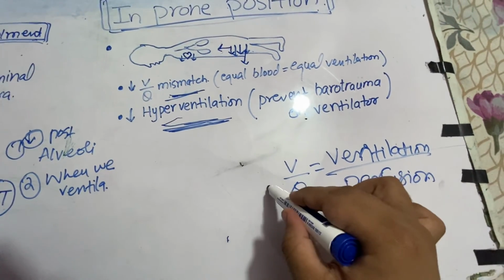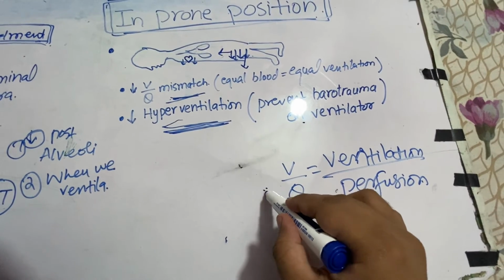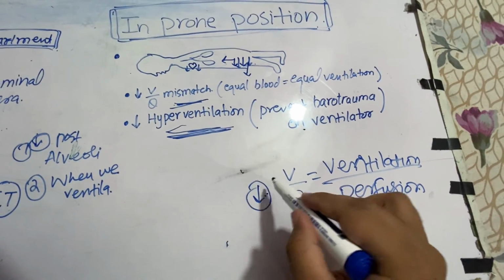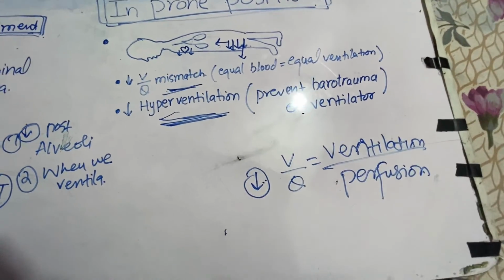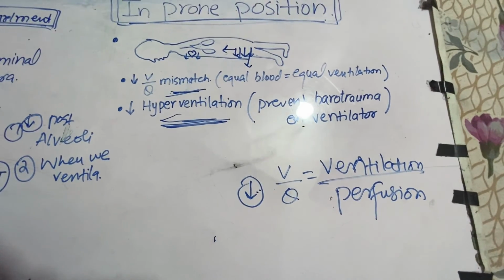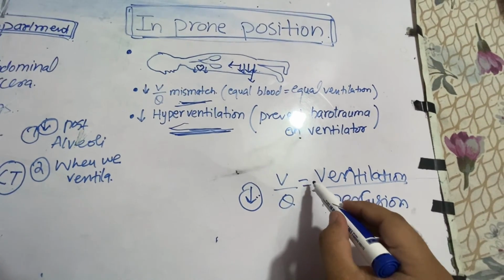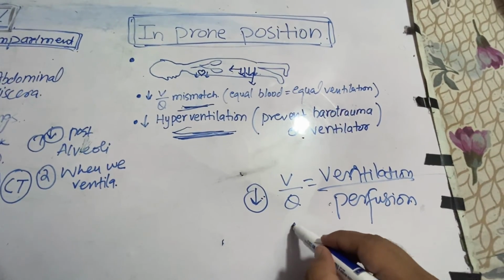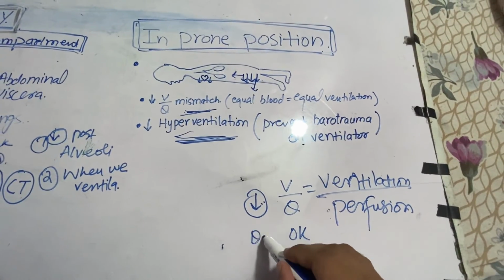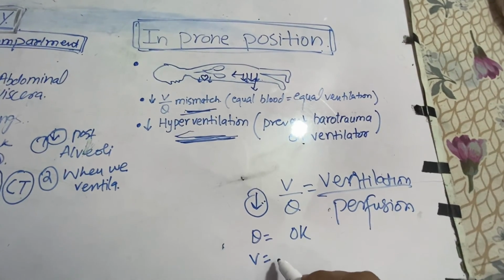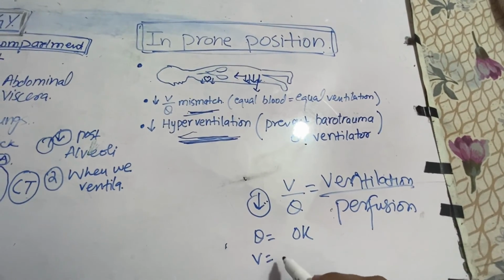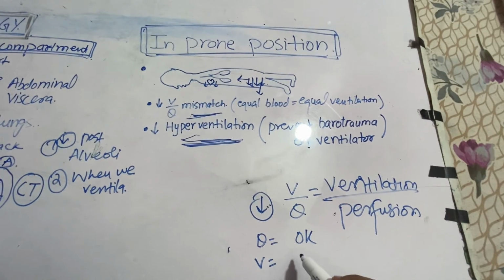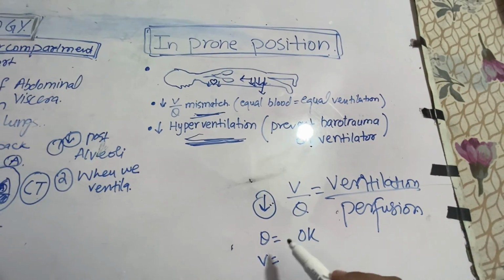So how can we prevent the VQ mismatch? We can prevent the VQ mismatch by two things. Normally in the patient the perfusion is okay, the problem is the ventilation. So when the posterior alveoli get inflated, the VQ mismatch is also decreased.